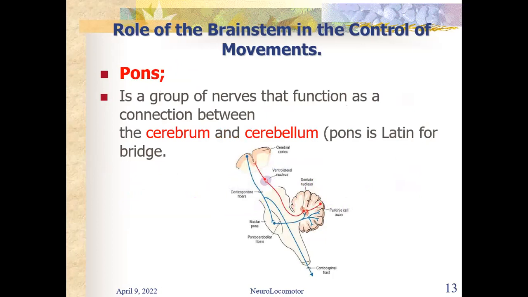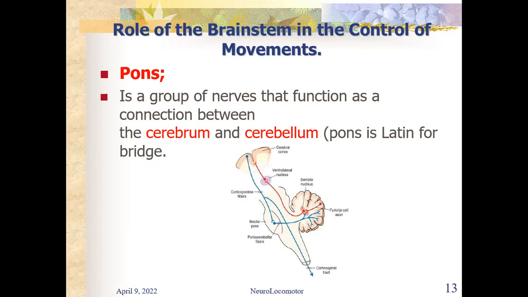the pons. We have now finished with the midbrain. We have now gone to the pons. This diagram shows you the connections between the cerebellum and the motor cortex. You can see the fibers passing from the cerebellum, connecting the cerebellum to the thalamus, and from the thalamus to the cerebral cortex. So that is the connections between the cerebellum and the motor cortex.